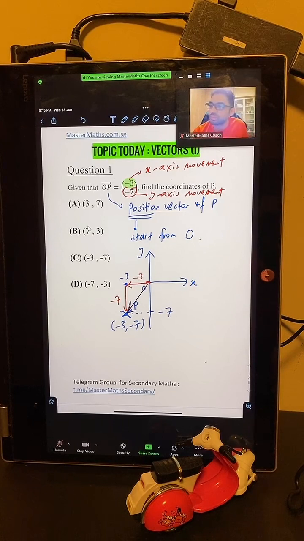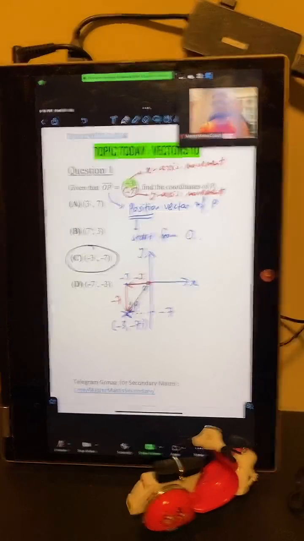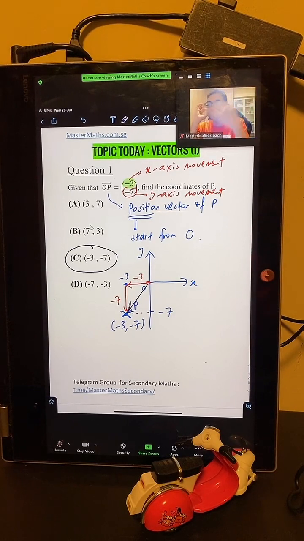So the answer for this particular question, position vector is exactly the coordinates, which tells us that our answer for this question is option C. Very nice. I hope this is clear, guys. When you see position vector, don't waste time. Just select your coordinates exactly there, and you are able to say that the coordinates is basically the position vector, full stop. Now those who just joined, today we are doing part 1 of vectors.